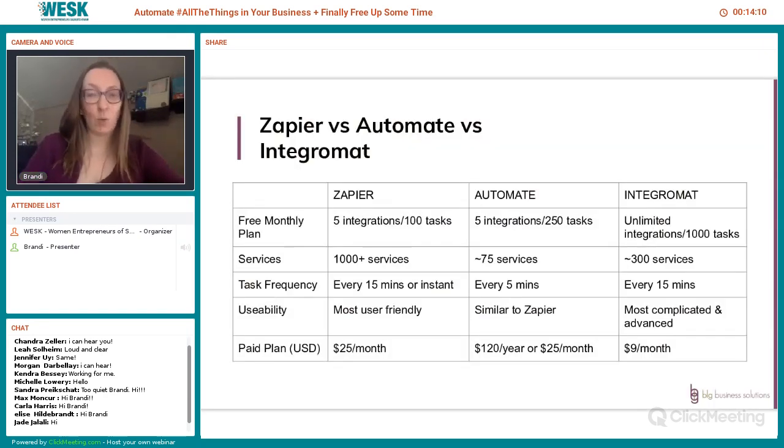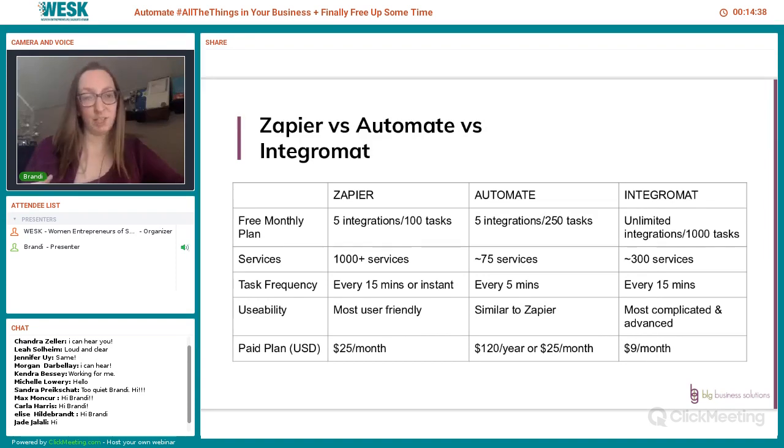So let's look at a quick overview of these guys. They all have a free plan, so they're all things that you can try before you buy. The free plans are not equal. And the reason for this is, as you can see, Zapier has the most restrictive free plan, I guess is how I'll put it.